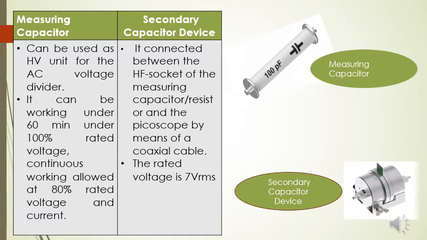For this slide, this experiment consists of 2 capacitors, which are the measuring capacitor and the secondary capacitor device. The measuring capacitor is also known as the voltage divider, and the rated voltage is 100 kV and the rated capacitance is 100 picofarad. For the operating working, it can work for 16 minutes under 100% rated voltage. Continuous working is allowed at 80% rated voltage and current.